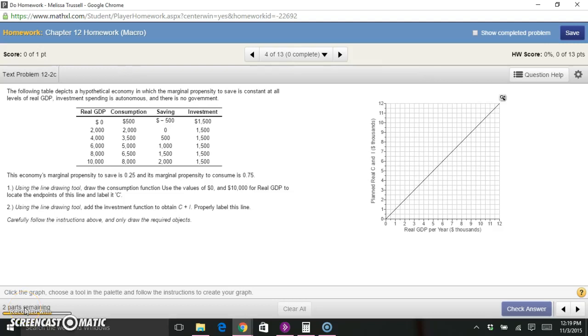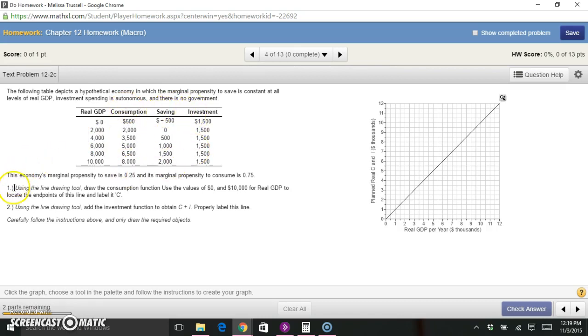This is problem 12-2C. It's from chapter 12. It gives us a table and tells us that the table depicts a hypothetical economy in which the marginal propensity to save is constant at all levels of real GDP. Investment spending is autonomous and there is no government. In the table, they give us real GDP, consumption, saving, and investment.